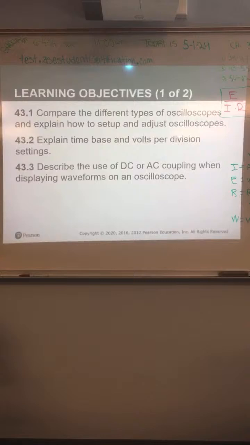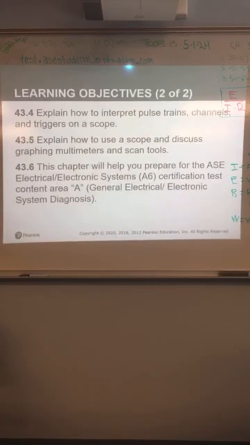I'm going to go through the different types, explain time-based volts per division. This is something that's going to show up on the test, and I'll tell you what you're going to need to know about time-based and volts per division settings on the meter, okay? Difference between AC and DC coupling on the waveforms from the oscilloscope. How to interpret the waveforms. There's things called pulse trains, channels and triggers on the scope, how to use those.